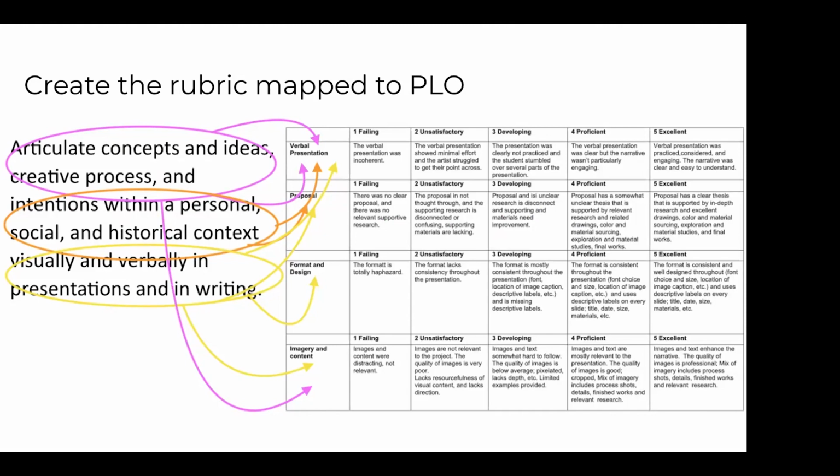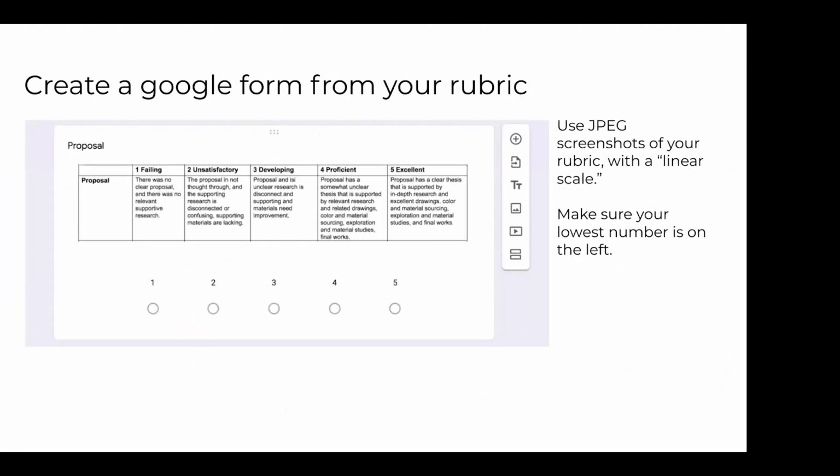I'll talk about this a little bit later, but I think if I had to revise this, I would use more specific language mapped to the PLO. And I would probably de-emphasize format and design and content and imagery. That's very visual, it's important, but right now it's taking up half of our rubric. And I think there's other things like personal, social, and historical context that could be emphasized more here. So, but this is what we used.